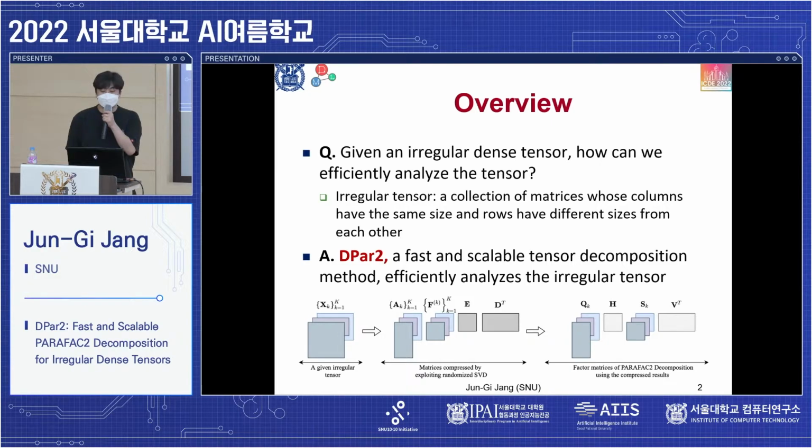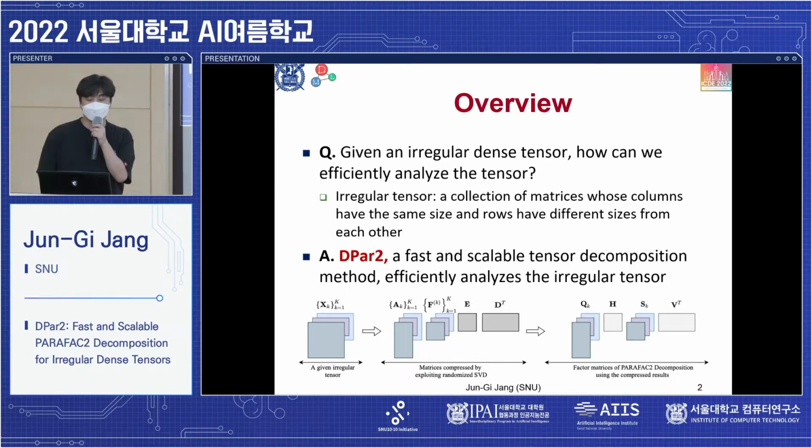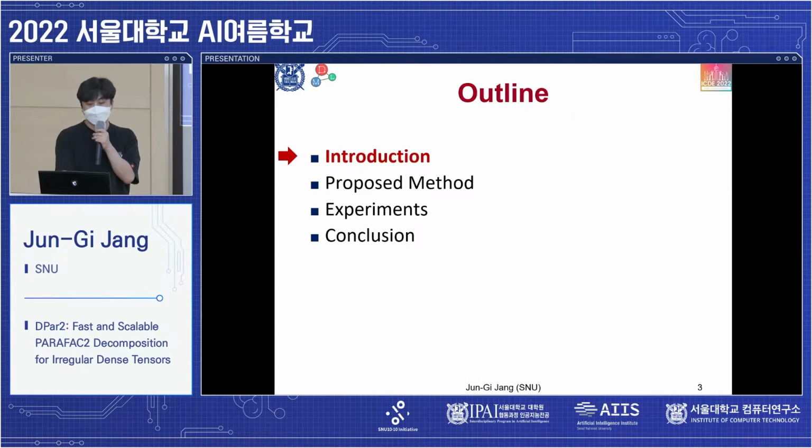First, let me give you the research question. Given an irregular dense tensor, how can you efficiently analyze the tensor? As shown in the figure, an irregular tensor is a collection of matrices whose columns have the same size but rows have different sizes. The answer is to exploit DPar2, which is a fast and scalable tensor decomposition method to efficiently analyze the tensor. Today's outline: I describe introduction, proposed method, experiment, and conclusion in order.